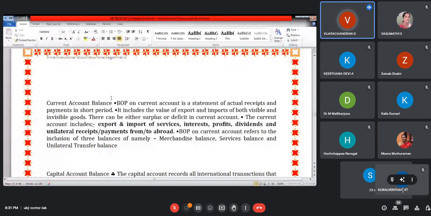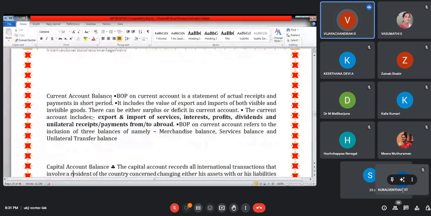So I told, current account is a part of balance of payment. It is a part of the statement in the balance of payment which will show the receipts and payments in a short period. Short period means what? Within 1 year. All the exports and imports. So all the exports by India to other countries, and all the imports by India from other countries, will be recorded in the current account. Exports and imports of services, not only goods but also services, that is invisible goods, interest, profits, dividends, the payments. So everything of recurring nature, within a short period of 1 year, will be shown in the current account.